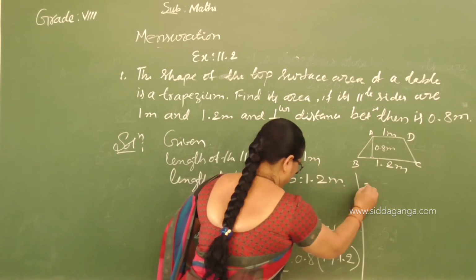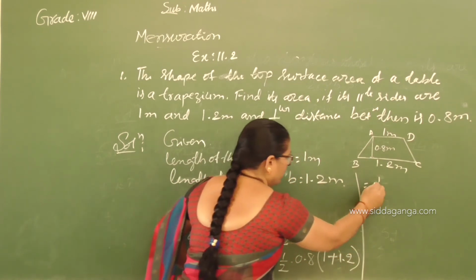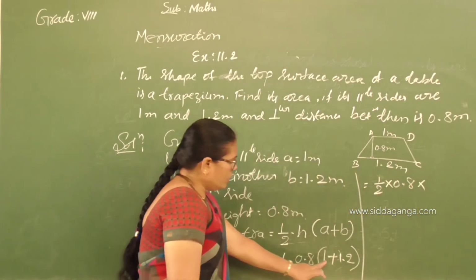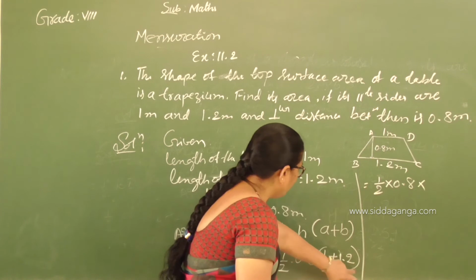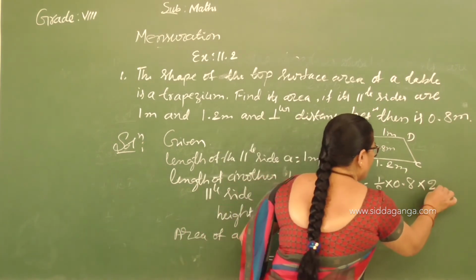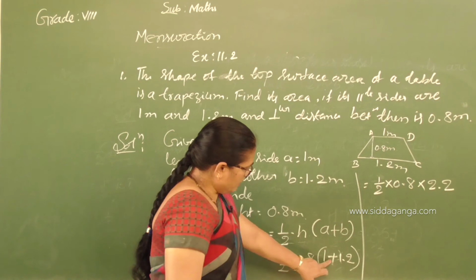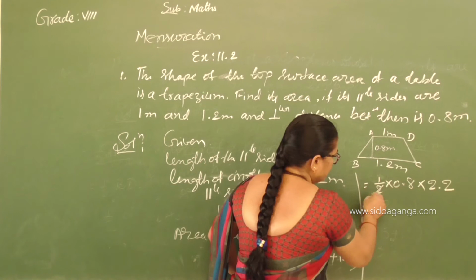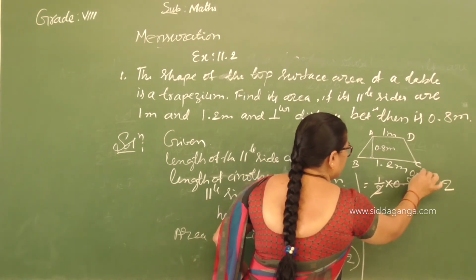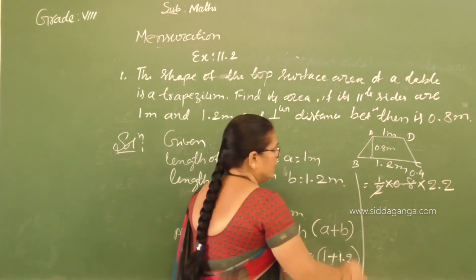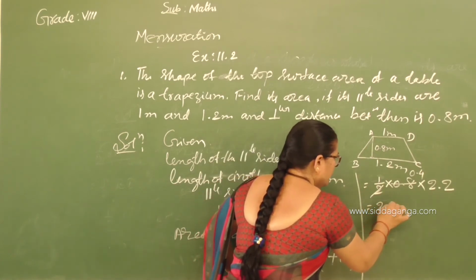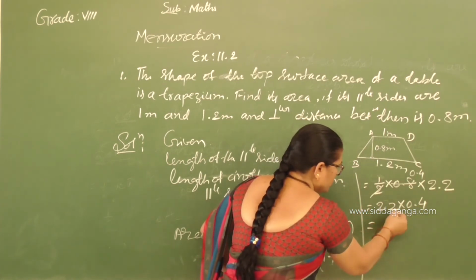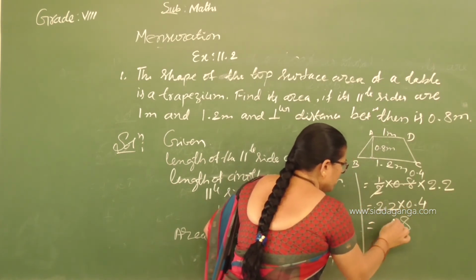That will be equal to 1 by 2 into 0.8 into 1 plus 1.2, which is equal to 2.2. 1 plus 1.2 is equal to 2.2. Then we have to simplify. Half of 0.8 is 0.4. That will be equal to 2.2 into 0.4. Simplify that one. 4 2s are 8, 4 2s are 8.